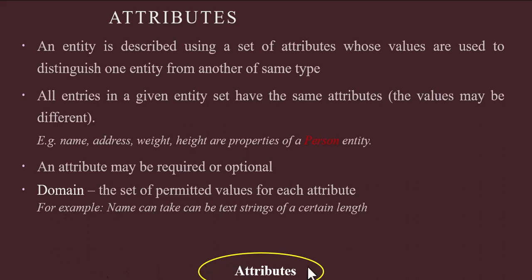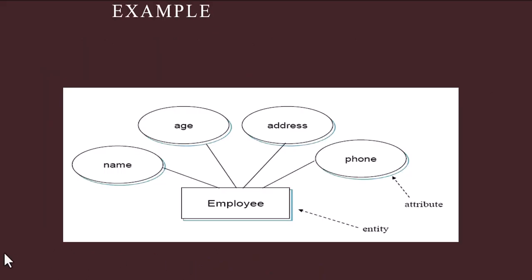So inside this notation we will write the attribute name, for example, name, address, weight, etc. This is the attribute example. This is the entity notation, where the entity type here is the employee, and these are the four attributes for this entity type.